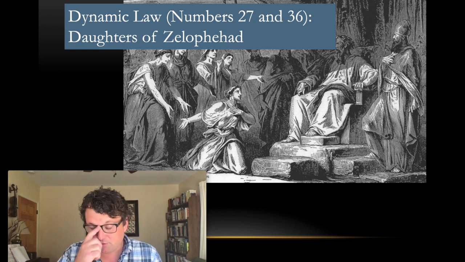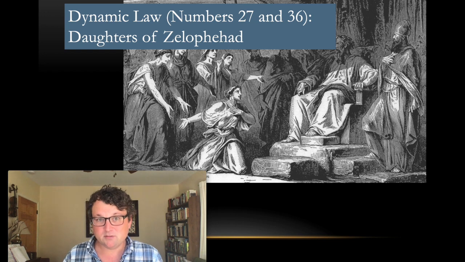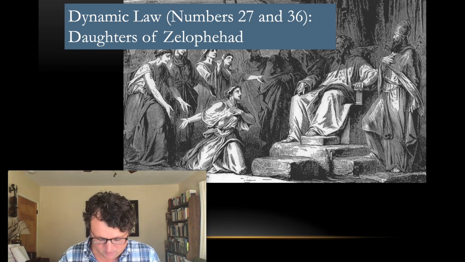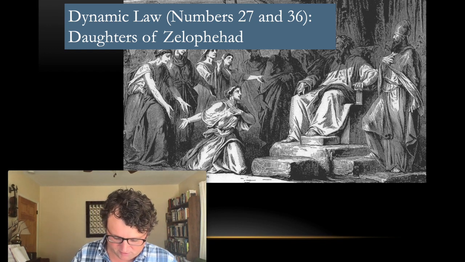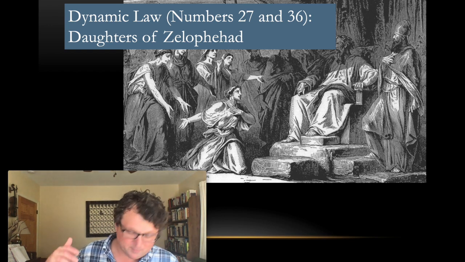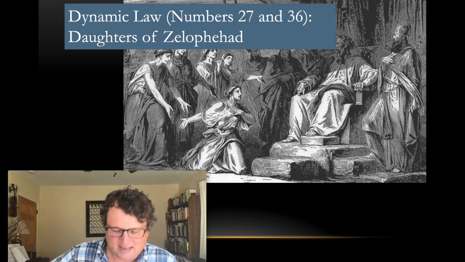So the daughters of Zelophehad are named here in this text as having a dispute with the law and with Moses and with God about the land. So the daughters of Zelophehad, chapter 27, verse 1. The daughters of Zelophehad came forward. Zelophehad was the son of Hefer, the son of Gilead, the son of Machir, the son of Manasseh, the son of Joseph, a member of the Manassite clans.